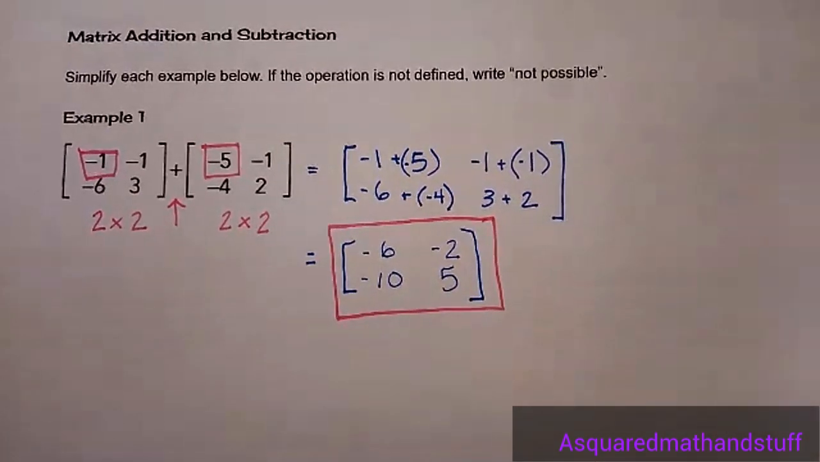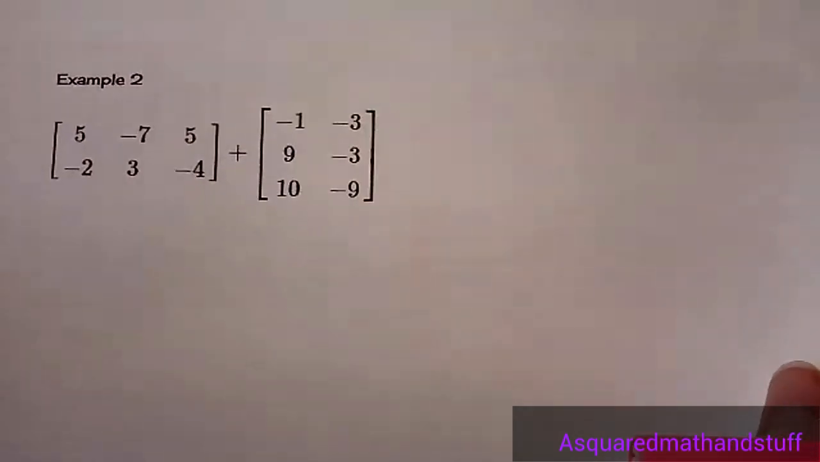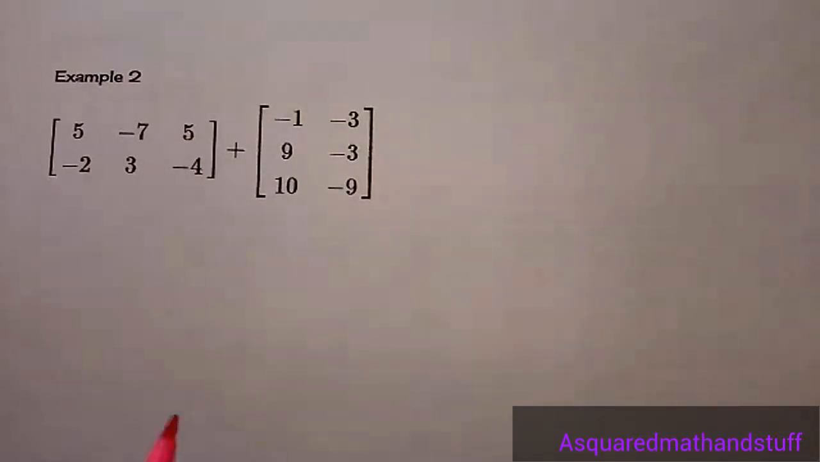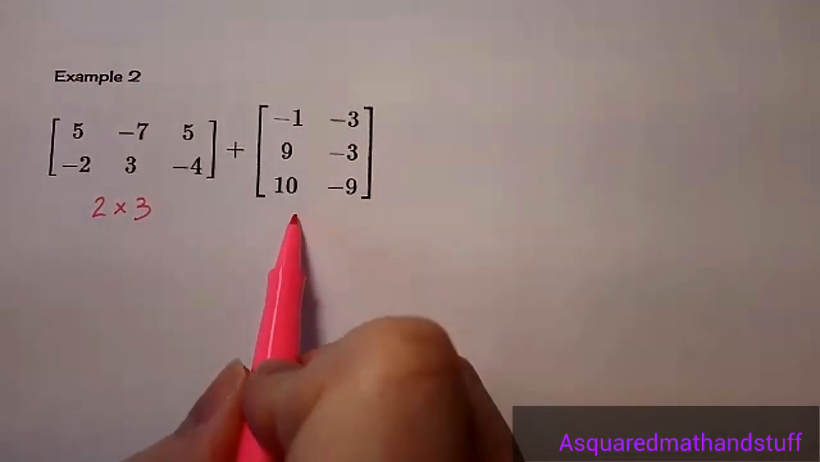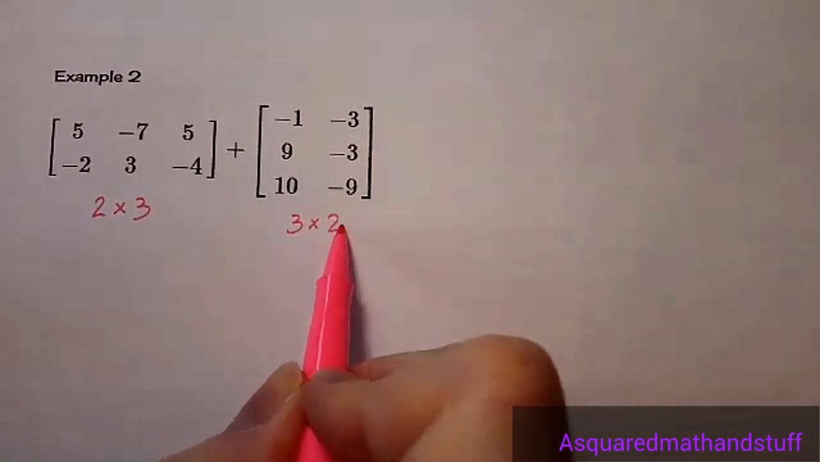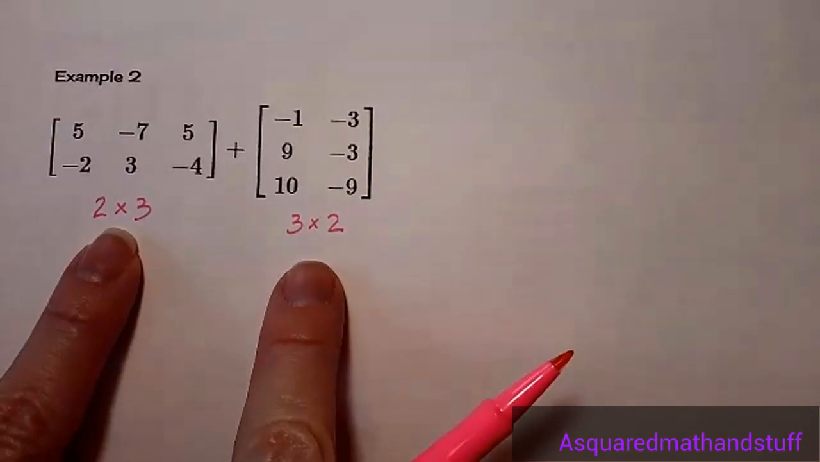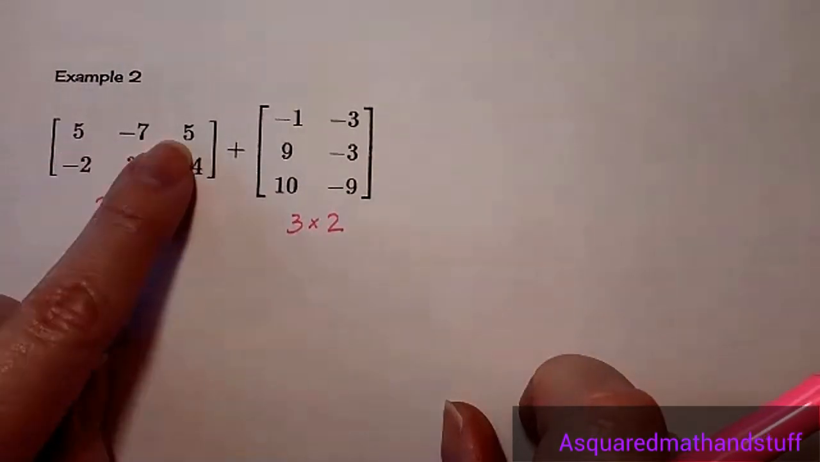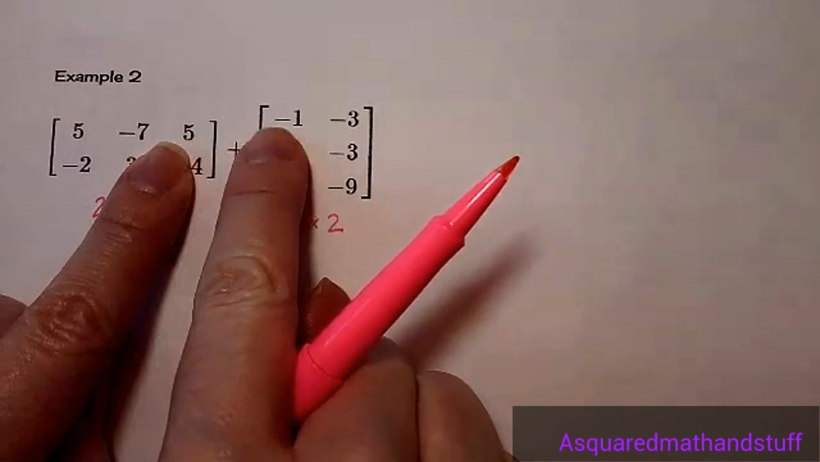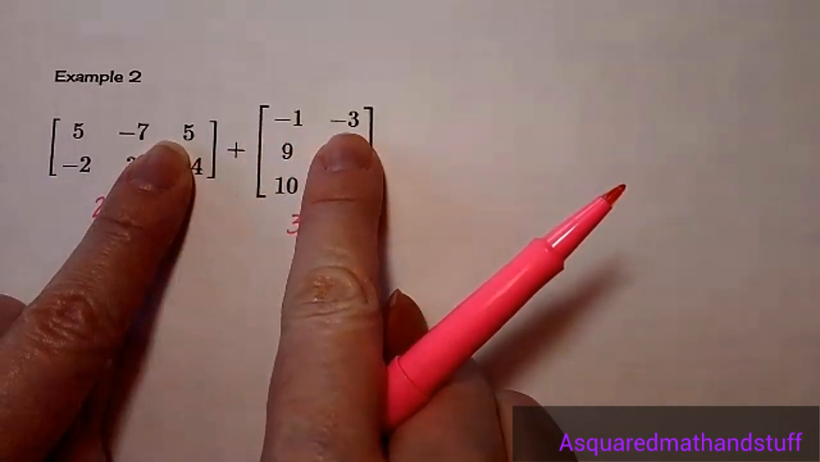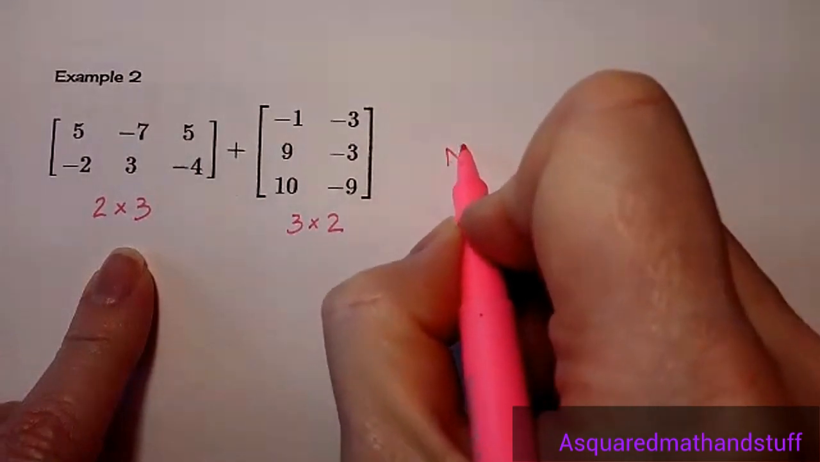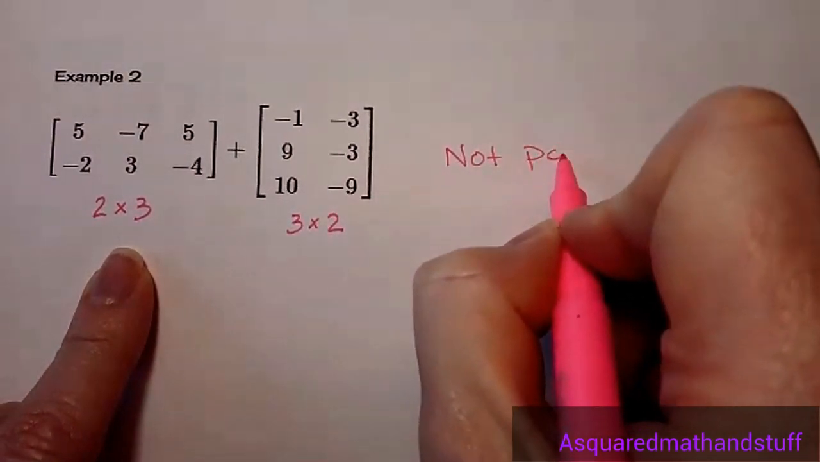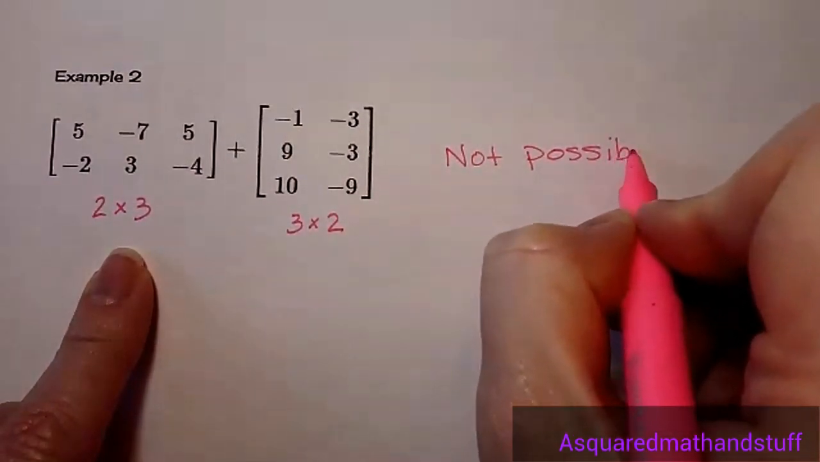The next example, when we look at the dimensions, we have a 2 by 3 and a 3 by 2. Now these dimensions are different. There's 3 columns in this first matrix, and we're trying to add 3 columns to only 2 columns in this second matrix, so it's not possible. So we will write not possible for our answer here.